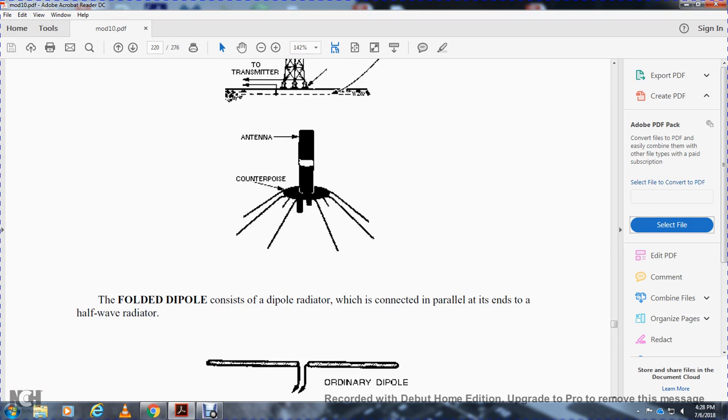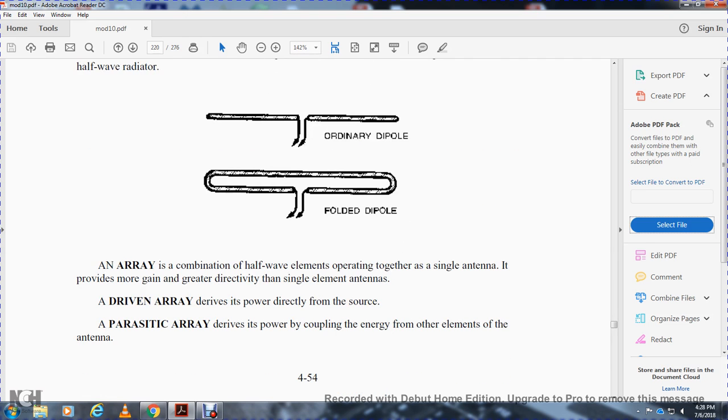The folded dipole consists of a dipole radiator connected in parallel at the ends with a half-wave radiator. Ordinary dipole, folded dipole.